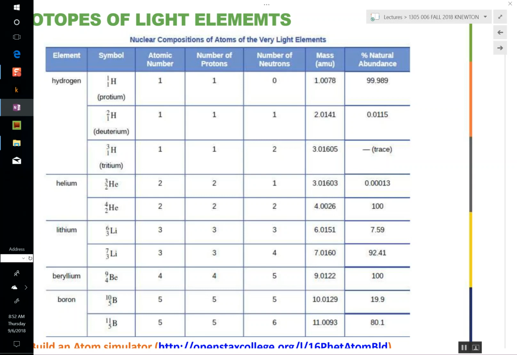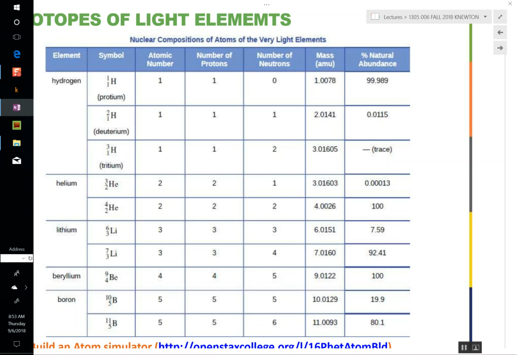This one, 0.0115%, and tritium is trace. So this has an atomic mass of, well, roughly 1, 2, 3, but they take these masses and the relative abundance to calculate this number. And we'll see how we do that. So here's helium, 2 isotopes, very, very little bit of this other isotope, almost 100% that one isotope.